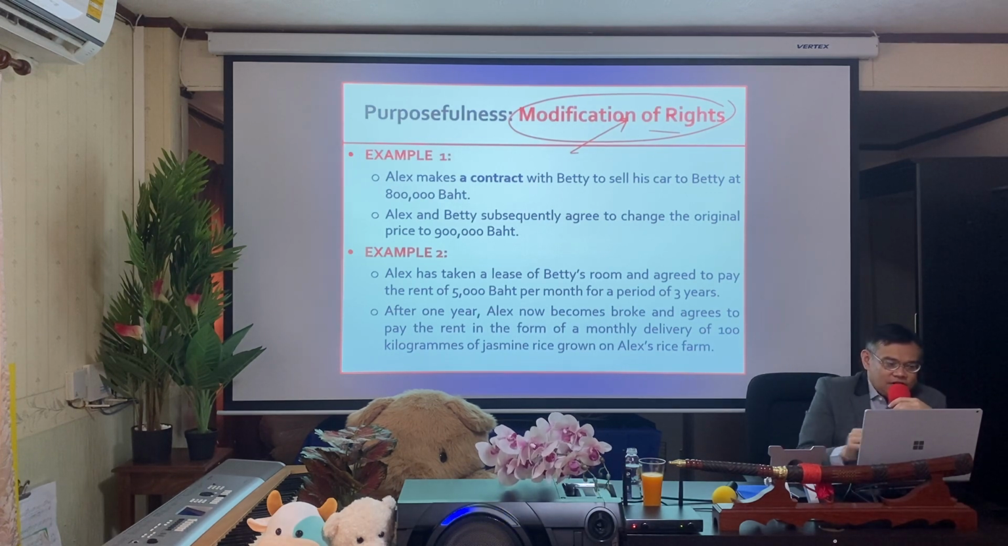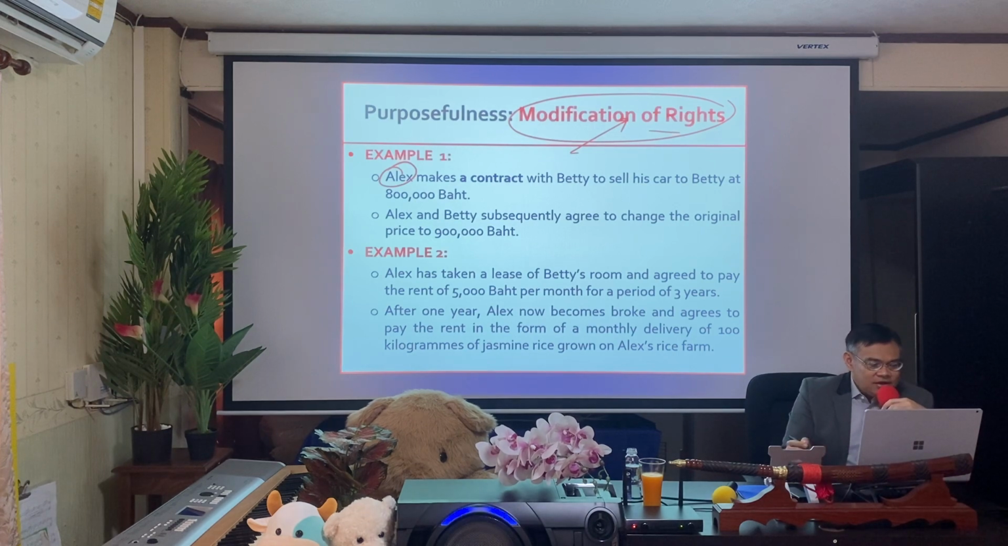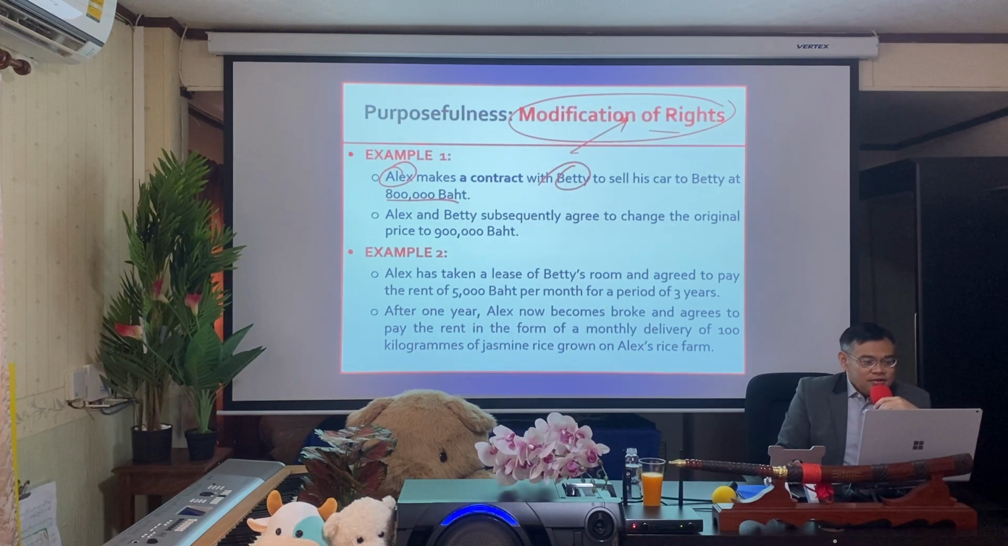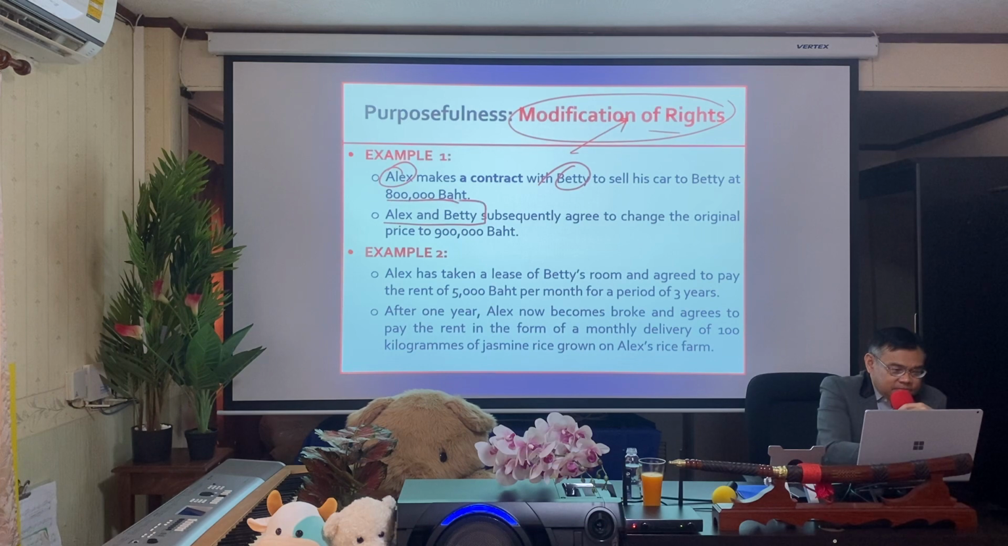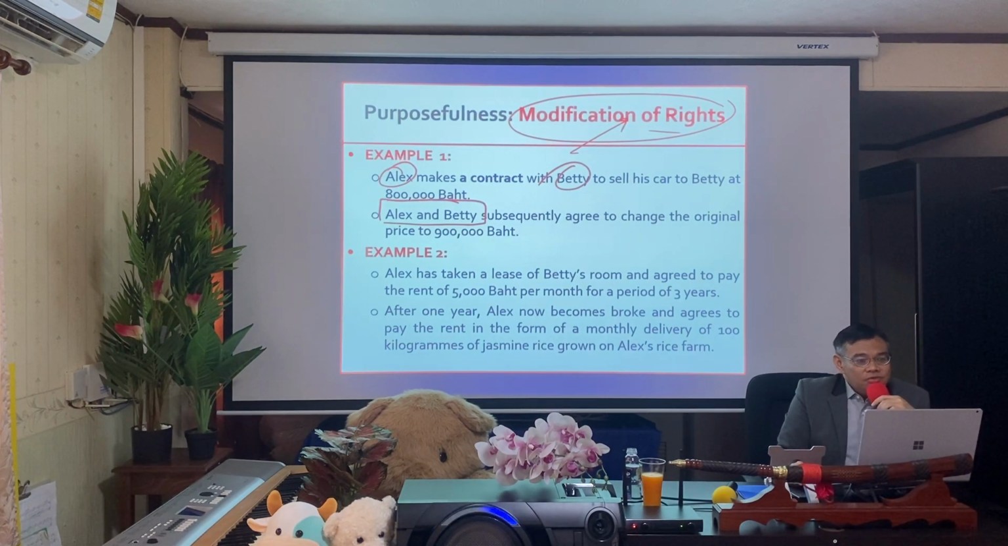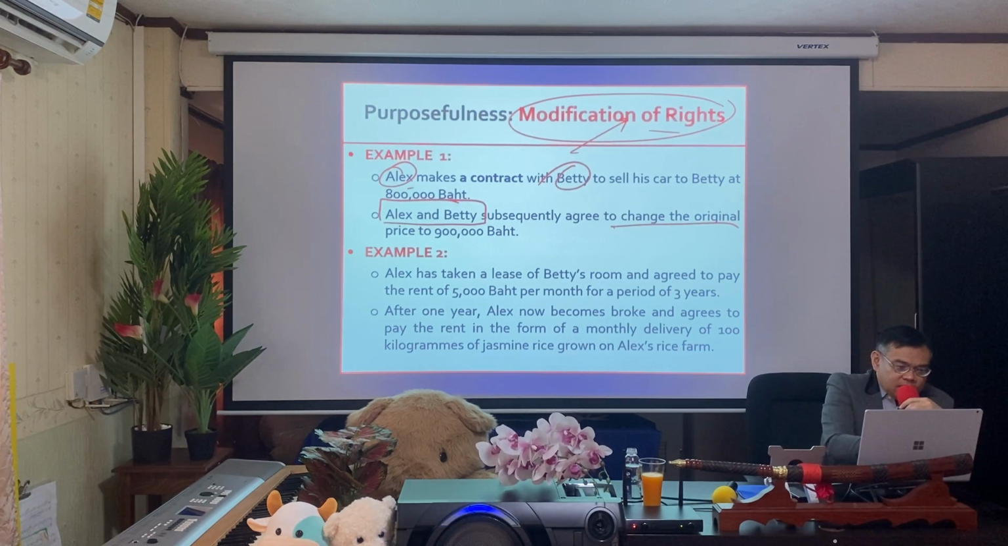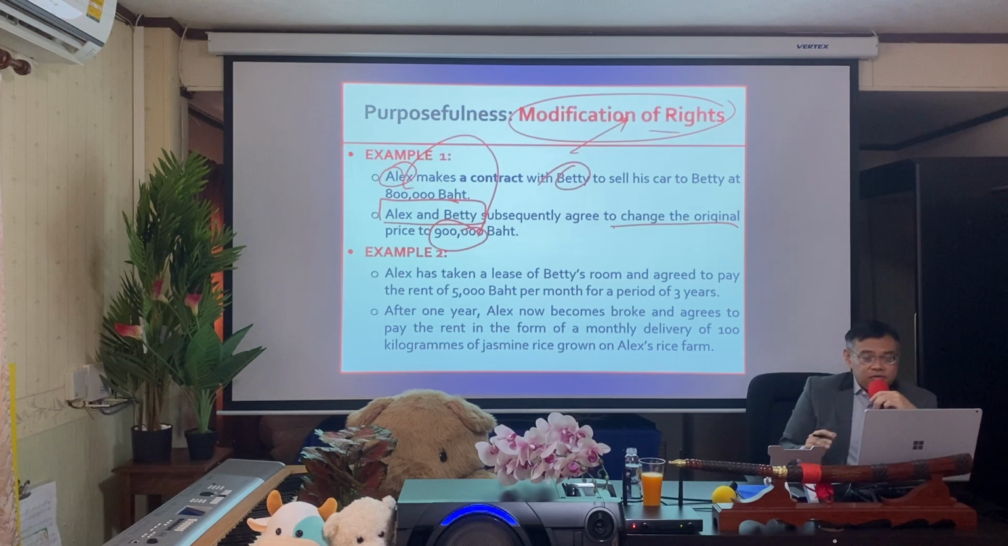Let's suppose that we have, again, the names Alex and Betty for your convenience. Alex again makes a contract to sell his own car to Betty for 800,000 baht. Let's suppose that later Alex and Betty made an agreement in order to change the originally agreed price from 800,000 baht to 900,000 baht.